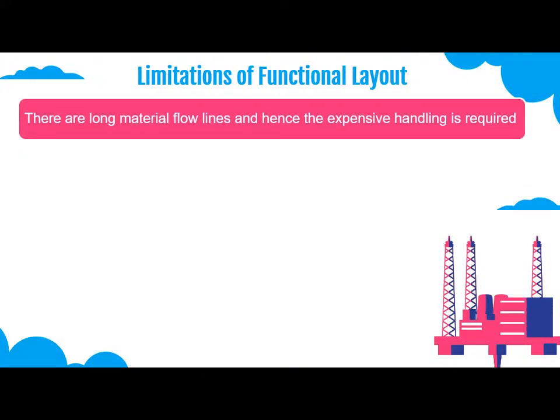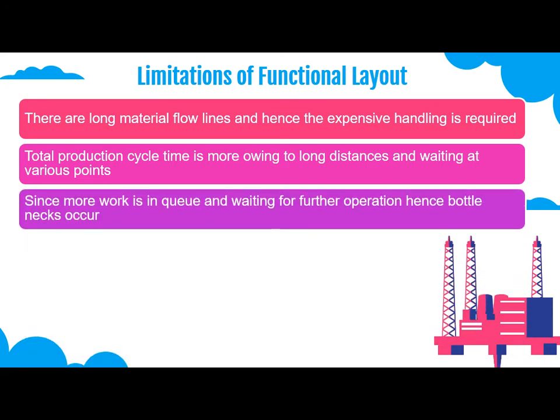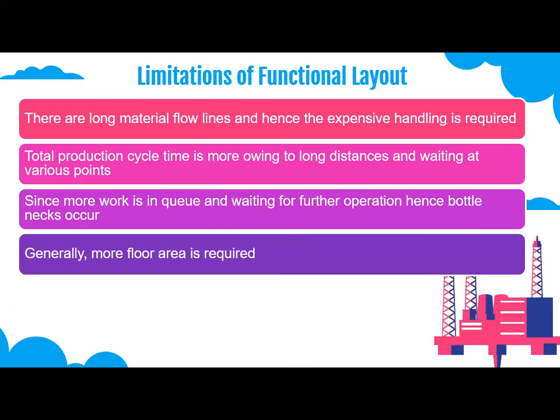Limitations of functional, that is process layout. There are long material flow lines and hence expensive handling is required. Total production cycle time is more owing to long distances and waiting at various points. Also, few of the bottlenecks can be produced. Since more work is in queue and waiting for further operation, bottlenecks occur.